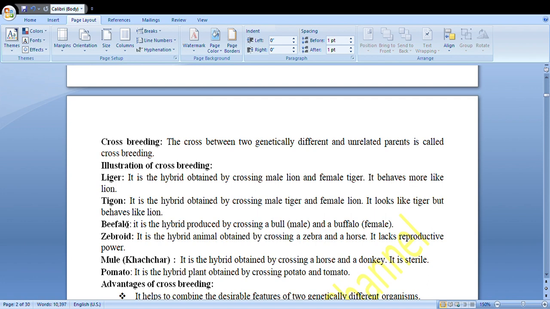It behaves more like a lion. Tigon. It is a hybrid obtained by crossing a male tiger and a female lion. It looks like a tiger but behaves like a lion.